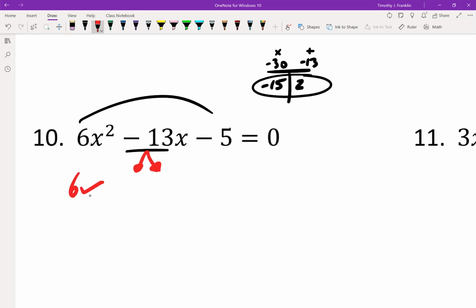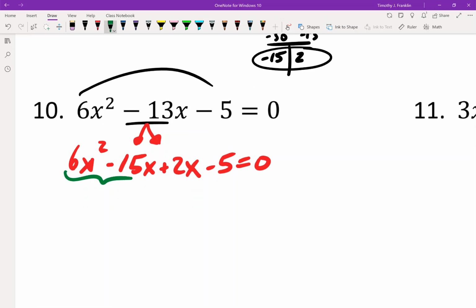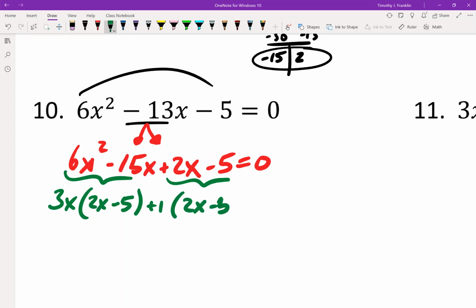6x squared minus 15x plus 2x minus 5 equals 0. And now we can factor by grouping. So we can take a 3x out of this first pair. That's 2x minus 5. And we can take nothing, just a 1. And then that will leave the 2x minus 5 we need.